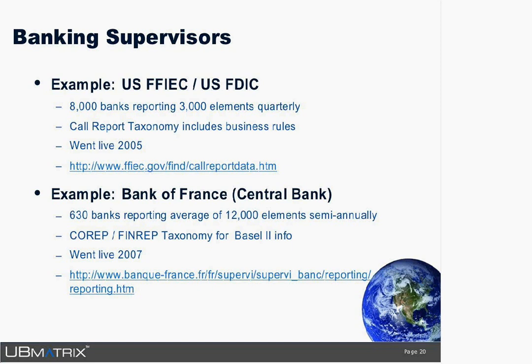Banque de France has 630 banks reporting a fairly complex taxonomy, the core FINRAP taxonomy, on average about 12,000 elements. Some of the larger banks have a requirement of reporting upwards of 20,000 elements. Some of the smaller banks only need to report a couple of hundred elements. It went live in 2005, and again, there's a URL for folks who are interested in taking a look at that.